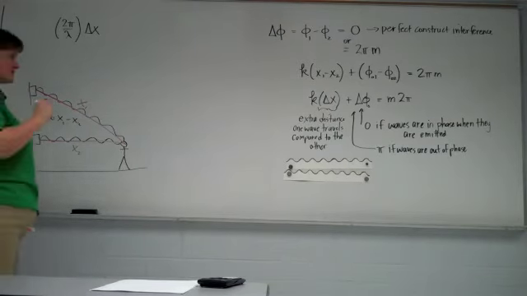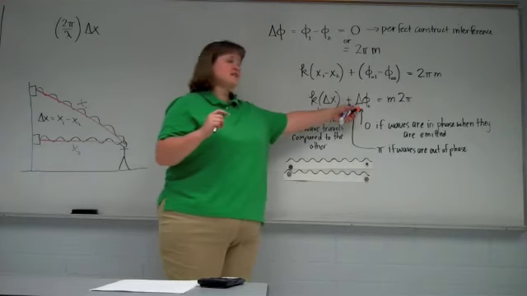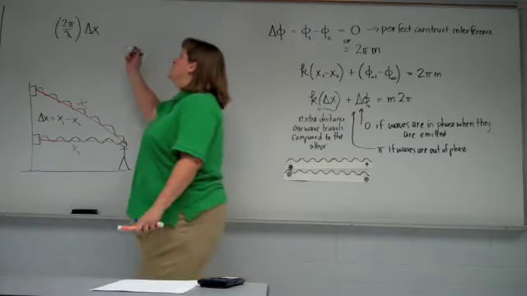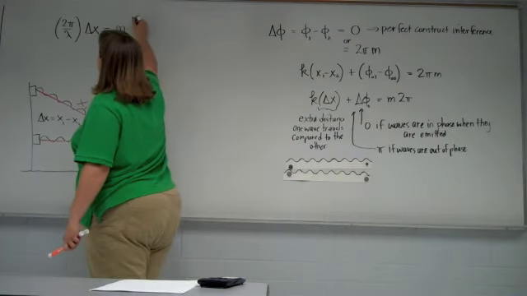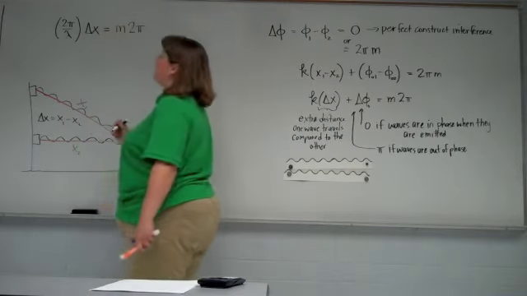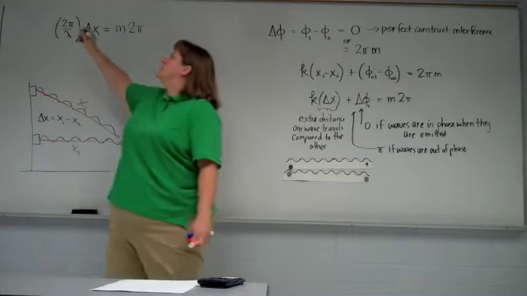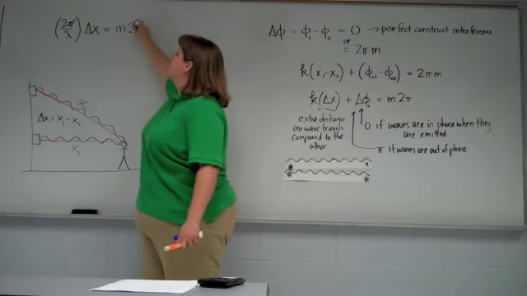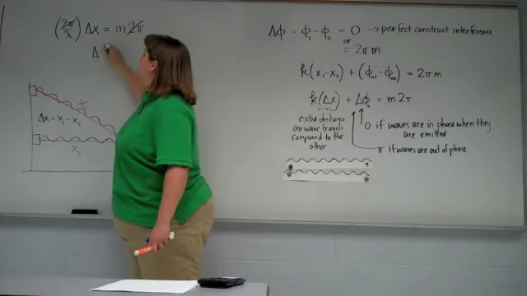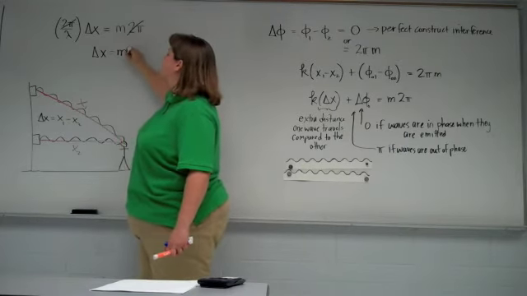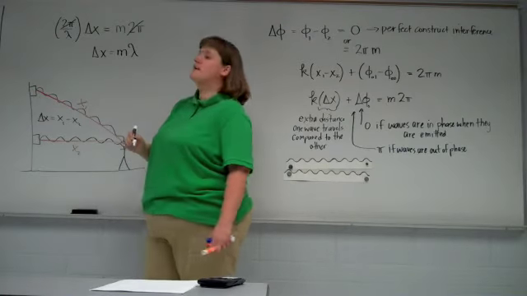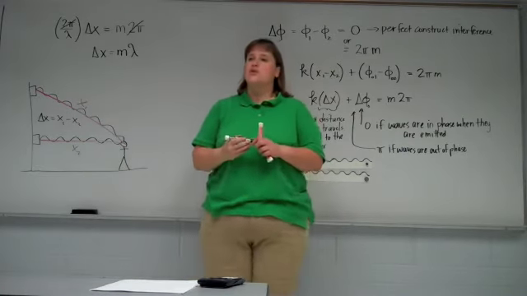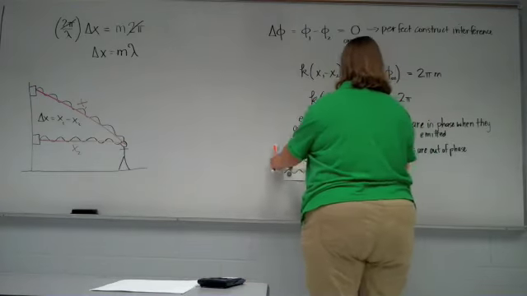Delta phi naught is 0. So this has to equal a multiple of 2 pi. Turns out the 2 pi's cancel, and we find that delta x is equal to some multiple of a wavelength, which should make sense.